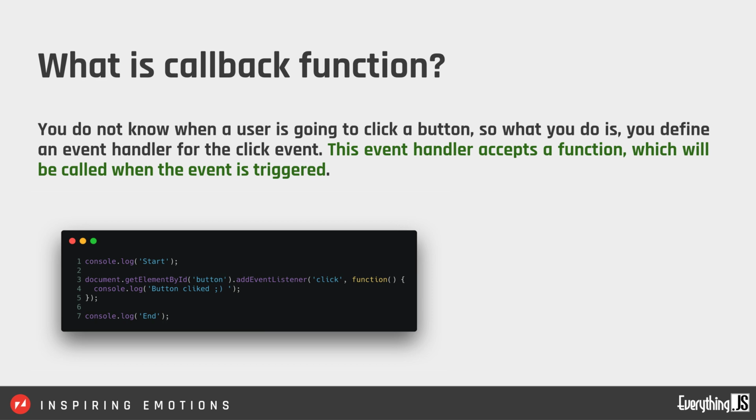So that's the problem. You have the button, but you don't know when the user is going to click that one. So what you need to do is define an event handler like this for the click event, and that event handler accepts a function like this. In line number 3, you can see we have a separate function in there. That function will be called when an event is triggered. So this is called callback. We are calling this function a callback function. So when someone clicks on this button, this will be called.